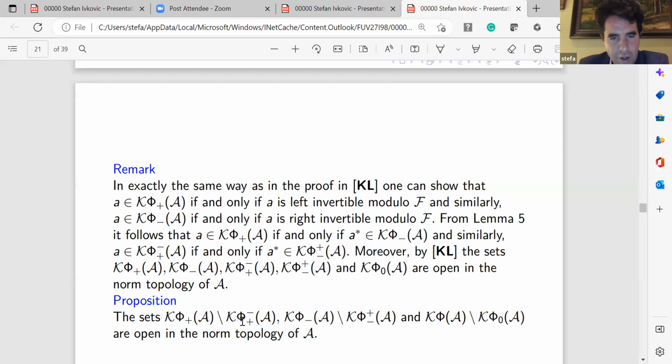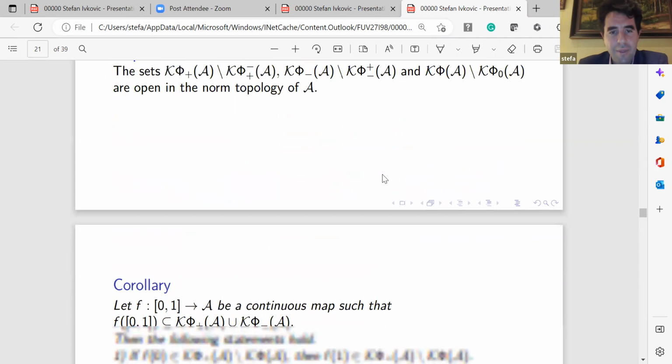Recall that all these are subclasses of this. And all these set differences will be open, they are open in the norm topology. And as I said, this cannot be deduced from this lemma here, but really we need additional work. But once you have this, so you have the openness of all these sets, and in addition, you have openness of these set differences, then you can deduce this corollary.